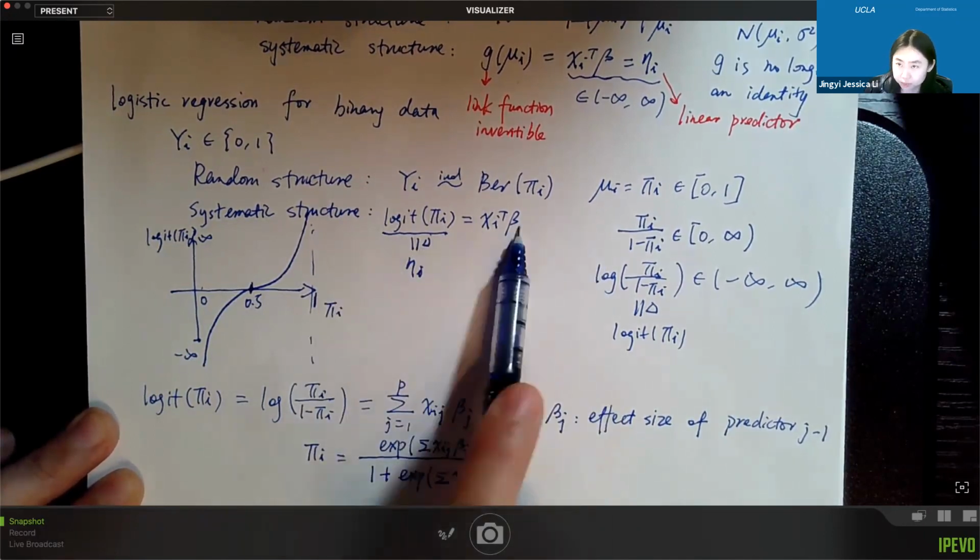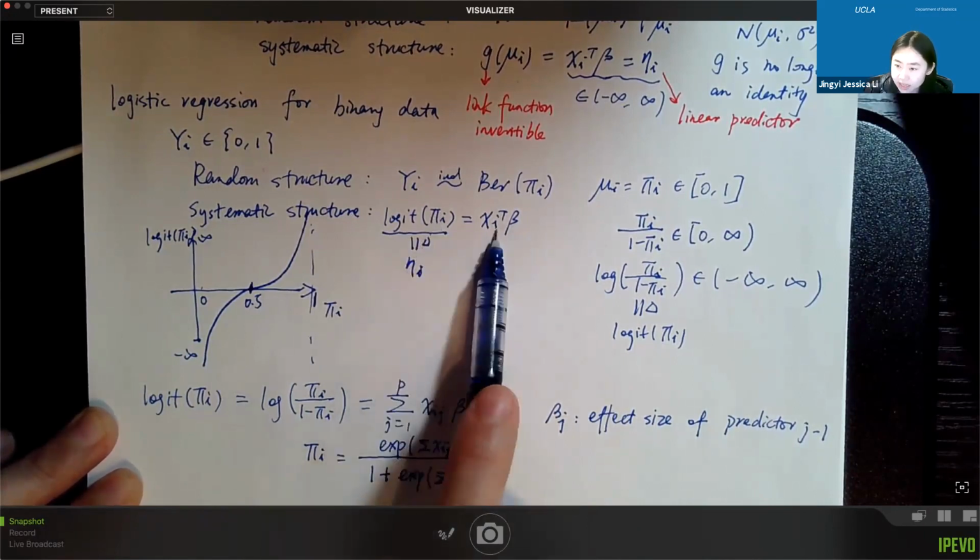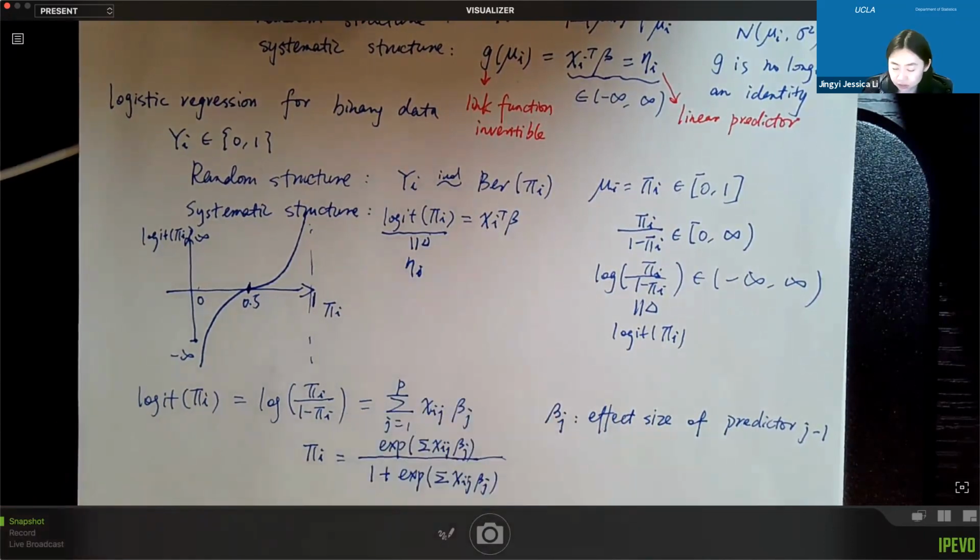So their range just matches. Otherwise, if we don't do transformation, pi i is constrained to 0 to 1, while xi transpose beta can go from negative infinity to positive infinity. So their ranges do not match. Okay, that's the logistic regression for binary data. And we know that it is a very popular method for classification.